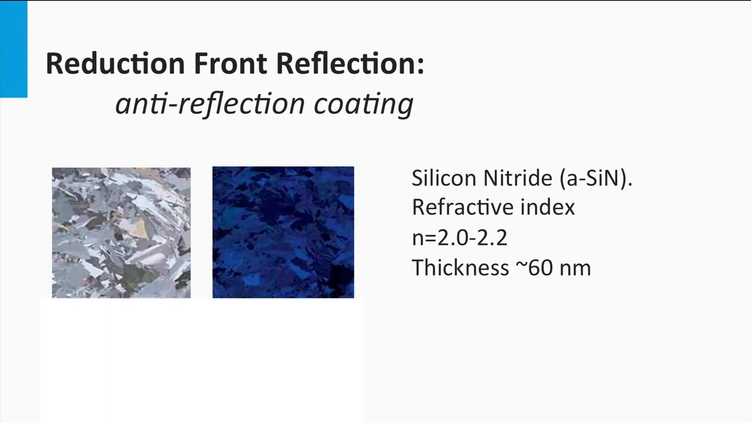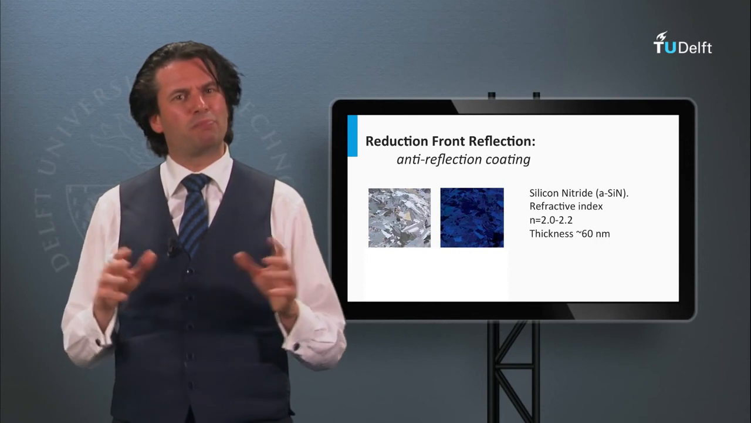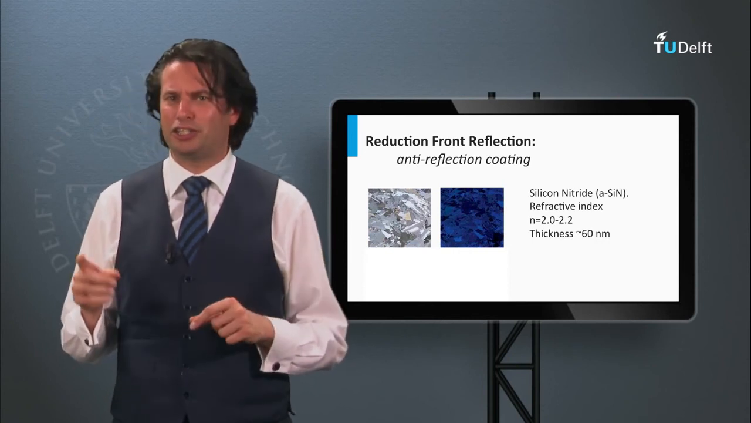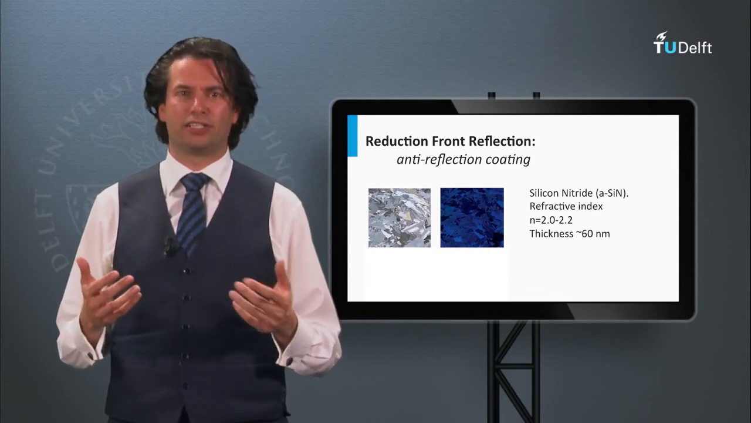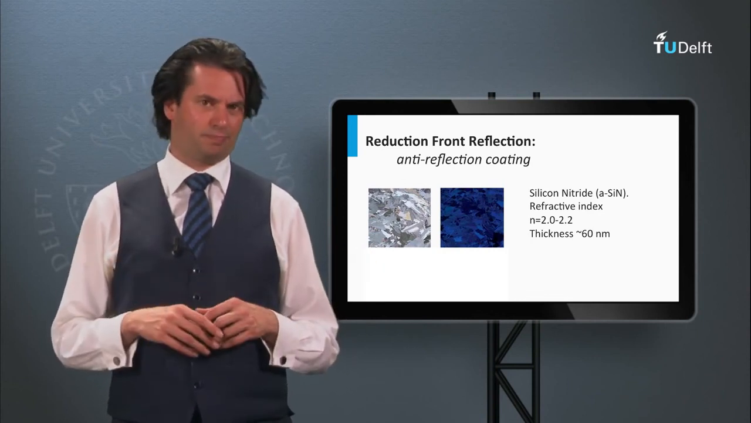Interestingly, the refractive index of silicon nitride is in the range of 2 up to 2.2 at 500 nanometers, close to the optimum for the refractive index grading. Typical thicknesses are in the same range as the 60 nanometers discussed earlier. Note that the surface of the solar cell looks a bit bluish. This shows that the reflection of blue light by the silicon nitride is larger than for the other wavelengths.